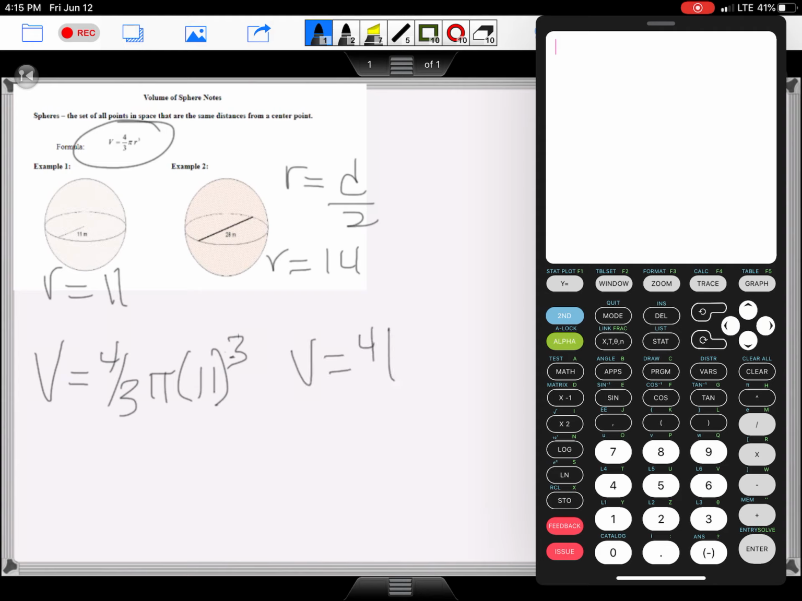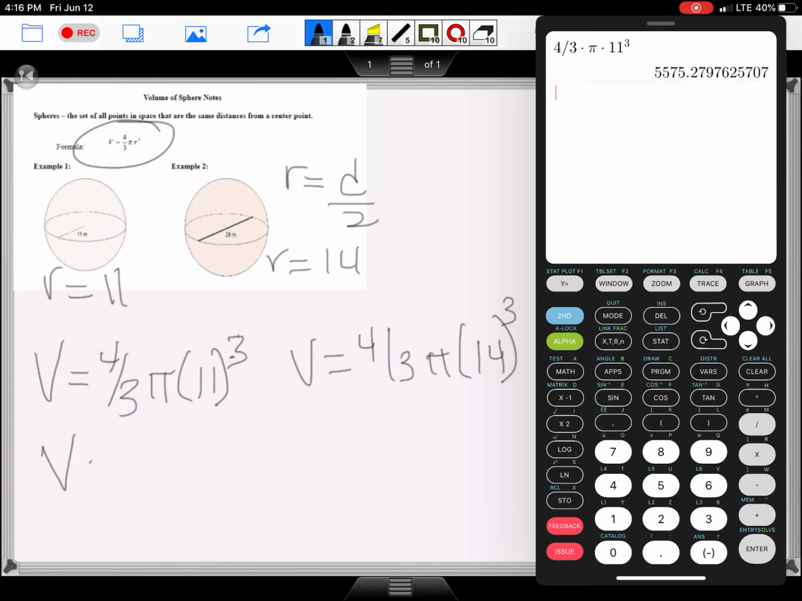Volume equals 4 divided by 3 times pi times my radius is 14 raised to the third power, or cubed. So now I'm just going to go ahead and put this in a calculator. So I have 4 divided by 3 times pi, and I'm going to do second, and then that's my pi symbol. Now let me clear that, make sure. So 4 divided by 3 times second pi times 11 raised to the third power.